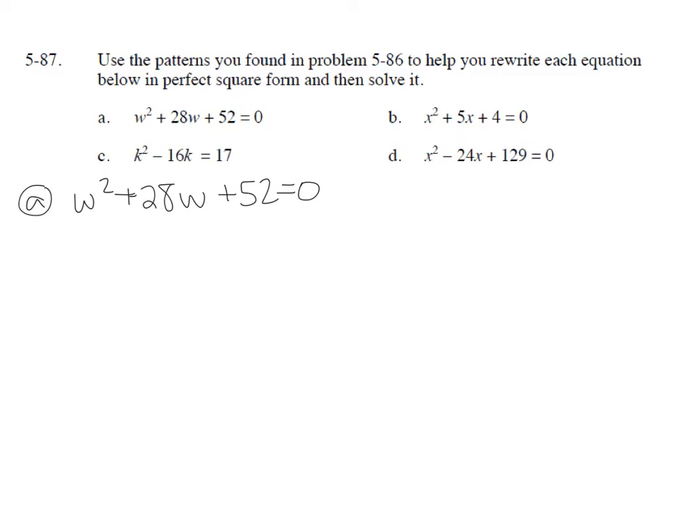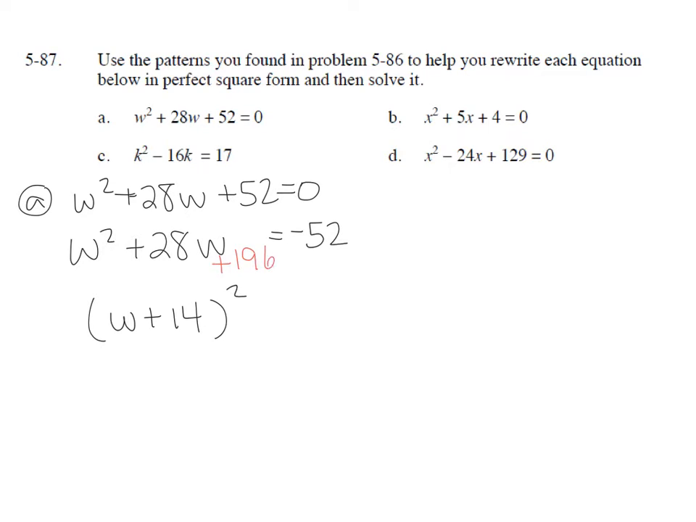First thing I'm going to do is subtract 52 from both sides. And then I know my dimensions inside my perfect square are going to be w plus 14, 28 divided by 2. Then I have to do 14 squared is what I'm going to be adding to both sides. And 14 squared is 196. And that's what I'm adding to both sides.